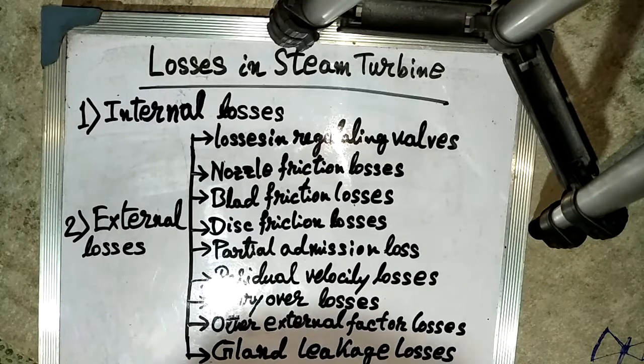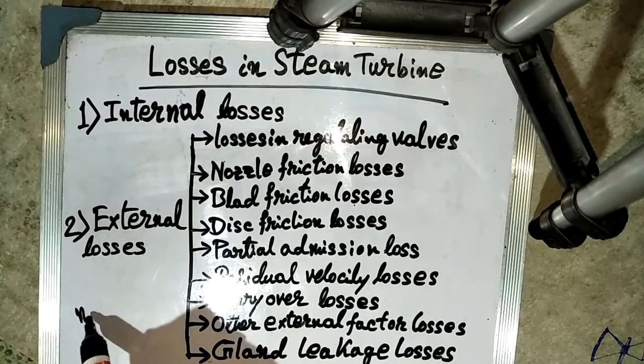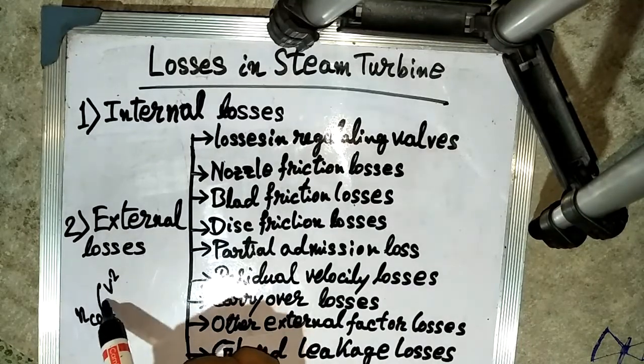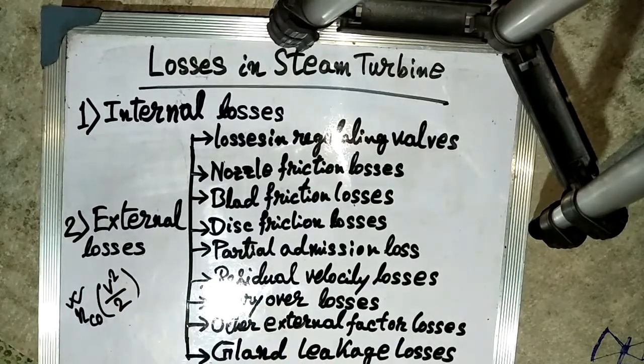Now the carryover losses. Some energy loss takes place as the steam flows from one stage to the next. The kinetic energy leaving one stage and available to the next stage can be written as η_co × V²/2. This is the kinetic energy, where η_co is the carryover efficiency.